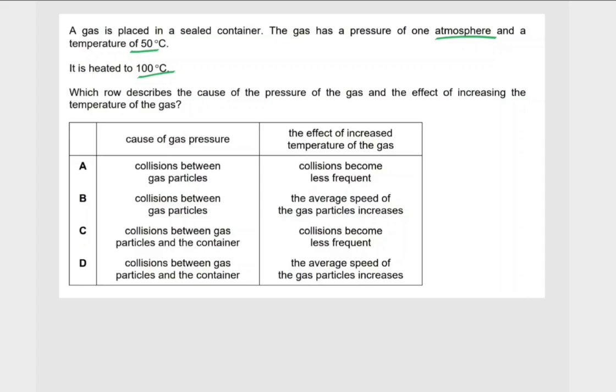Cause of gas pressure. Alright, what causes gas pressure? Collision between gas particles? No. Collision between gas particles again. Collision between gas particles and the container. That's right. Now, the effect of increased temperature on the gas. Collisions become less frequent? Now it's the opposite. The collisions become more frequent when there is a higher temperature. The average speed of the gas particles increases. That's right. Because temperature is the average kinetic energy.